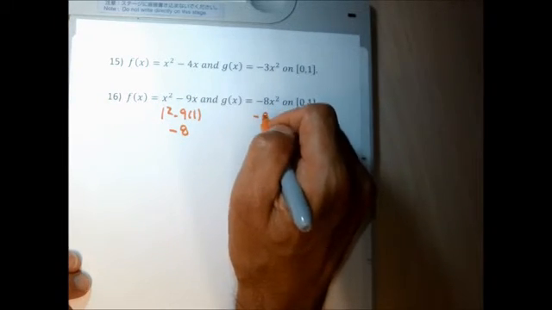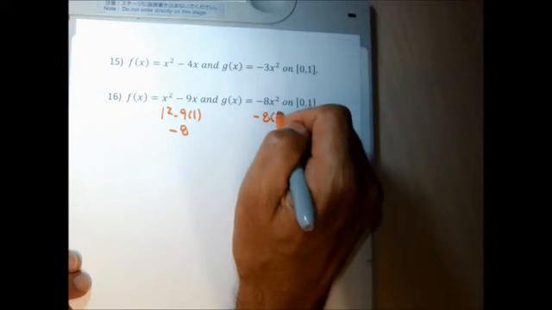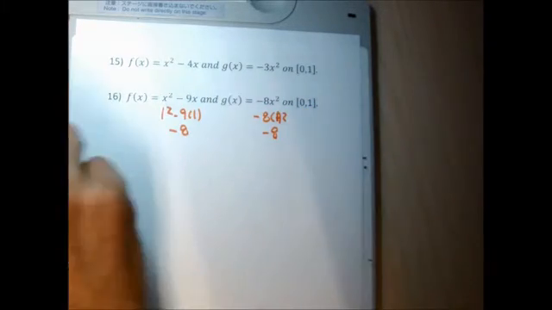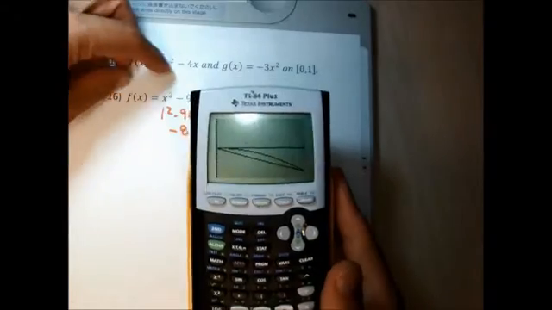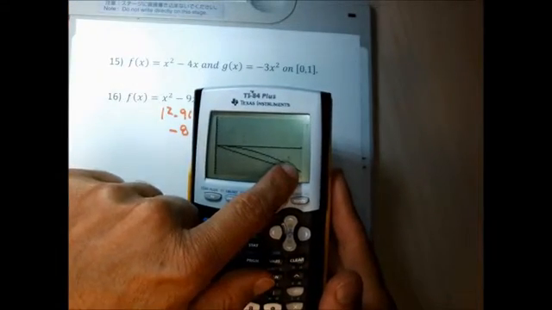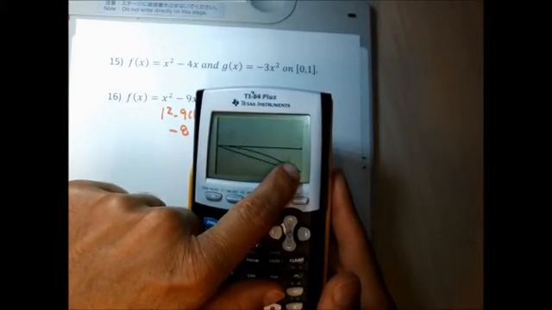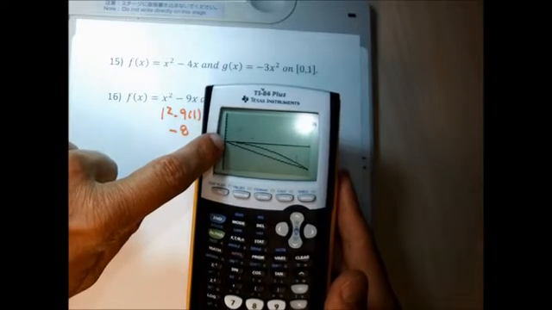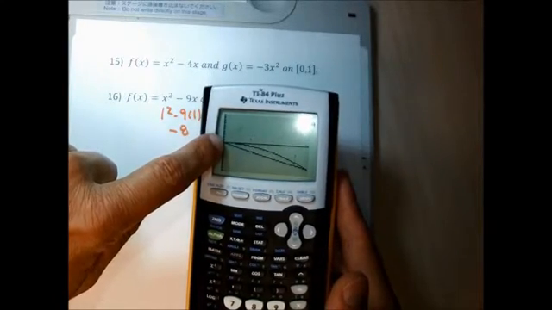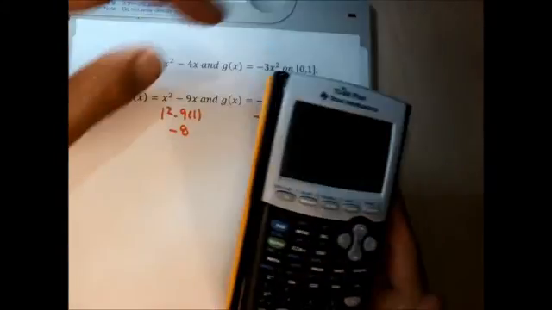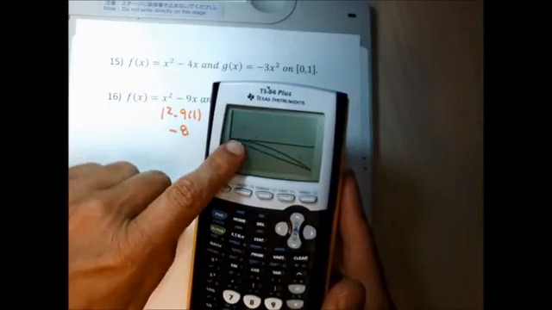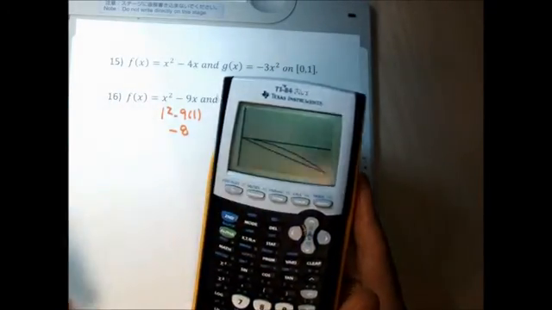If I plug 1 into this, you also get negative 8. So the fact that when I plug 1 into both functions, I get negative 8 tells me they meet at 1. And if I plug 0 into both functions, I get 0, they meet at 0. So at 0 and 1, they actually meet. But the whole time, the negative 8x squared function is the top function.